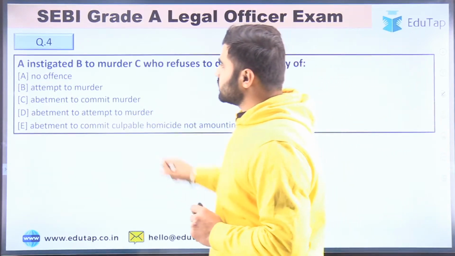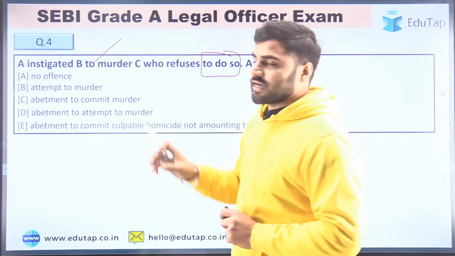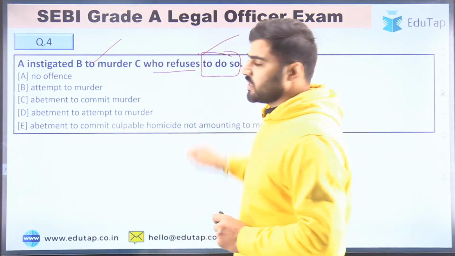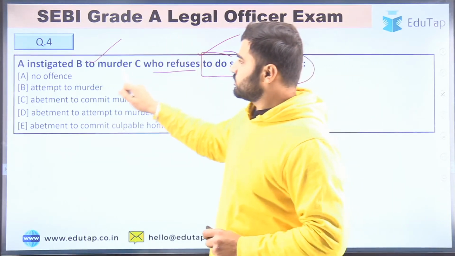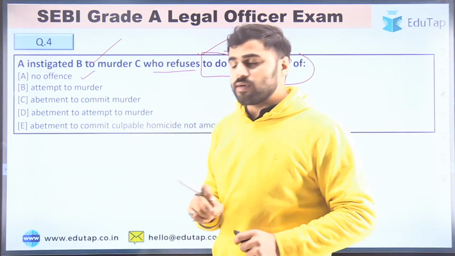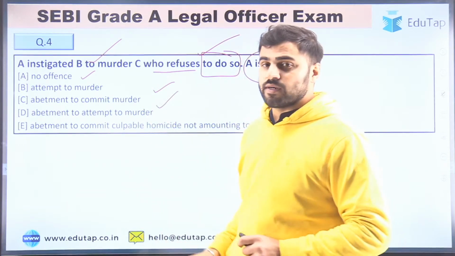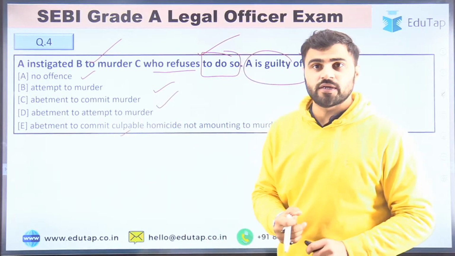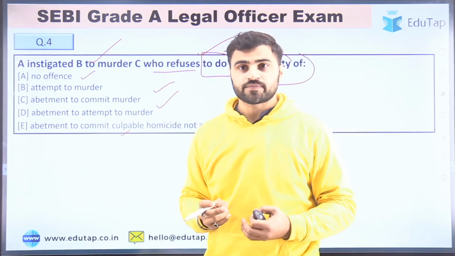So question number fourth is, A instigated B to murder C, who refuses to do. So right, guys, read the question. Here A instigated B to murder C, but B refused, right, guys? So A is guilty of which of the following? No offense, attempt to murder, abetment to commit murder, abetment to attempt to murder, or abetment to commit culpable homicide not amounting to murder. So tell me the right answer, guys, for question number fourth.